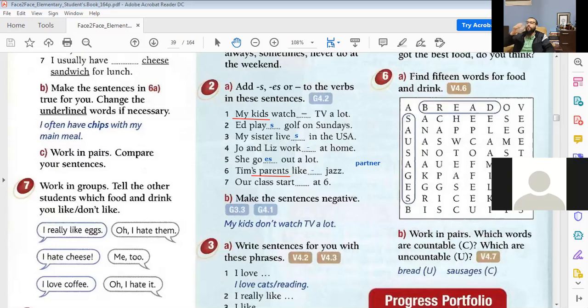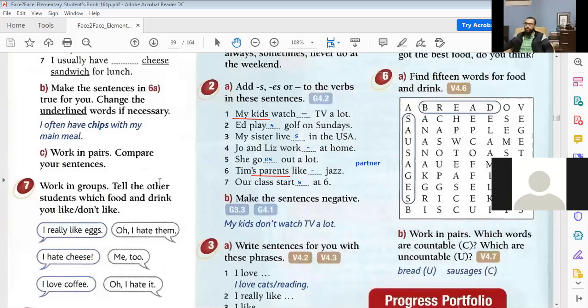Our class starts at 6. That's great. We add S. Yeah, because our class, what does it mean? Is it singular? Is it plural? Singular. Yeah, it's singular.